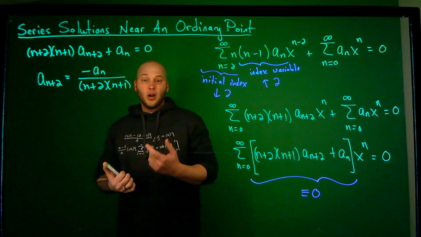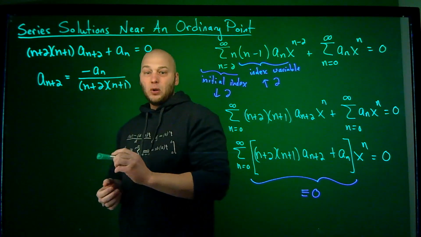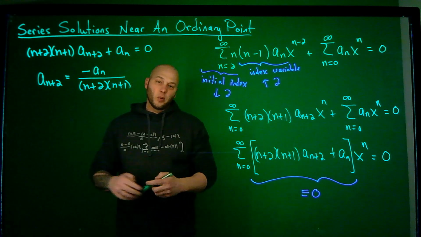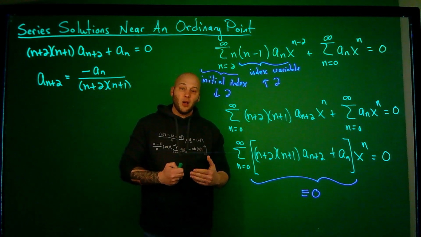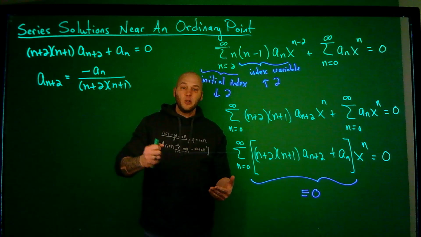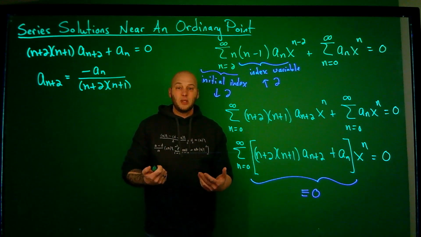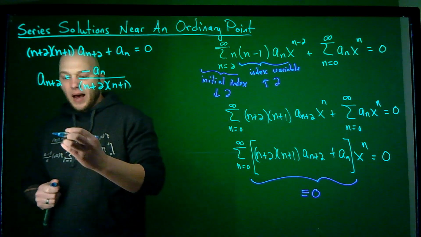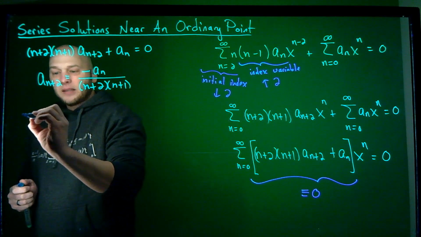If I know a0, then I can generate a2. If I know a2, I can get a4. If I know a4, I can get a6. In other words, if I know a0, then I can generate all the even terms. What that tells me is I then have to break this into 2 separate cases. n is even, n is odd. Let's do n is even first.